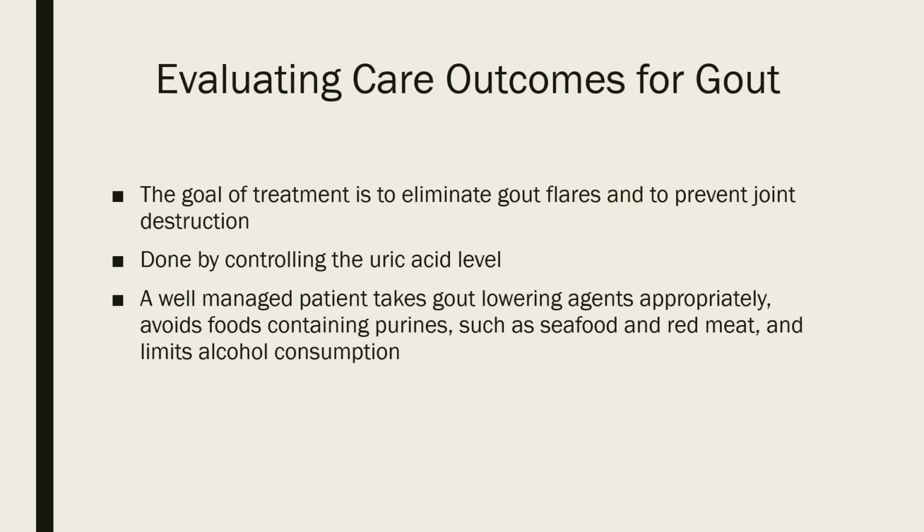So, how do I know that I've done a good job taking care of this patient that has gout? The goal of treatment is to eliminate gout flares and to prevent joint destruction. This is done by controlling the uric acid level. So, a well managed patient will take their gout lowering agent appropriately, avoid those foods that contain purines, such as seafood and red meat, and they will limit their alcohol consumption.